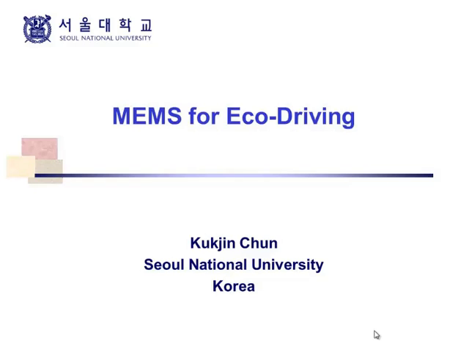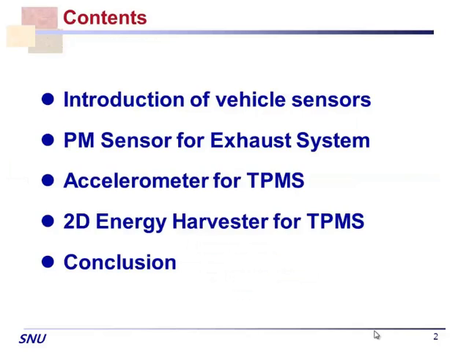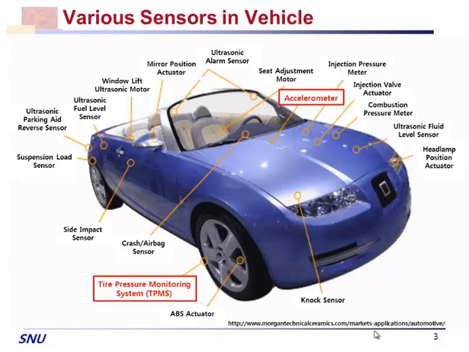I'd like to share some cases for how simple structures can be applied for automobiles. This is a very well-known diagram. There are so many sensors these days, and a lot of electronic gadgets in the car for safety protection, environment protection, and information and entertainment, so-called infotainment.